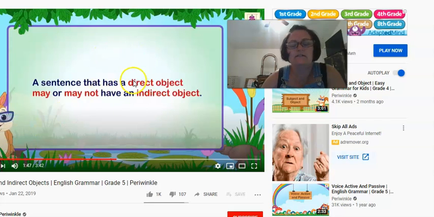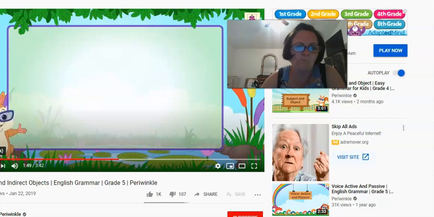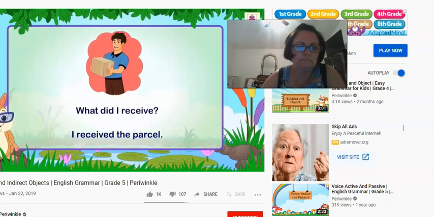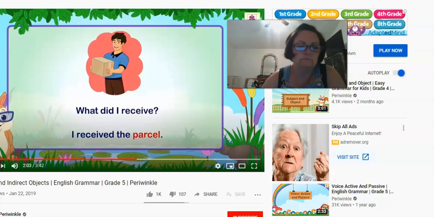Okay, all of the sentences that we looked at today, all of them have an indirect object. For example, I received the parcel. What did I receive? Parcel. In this sentence, there is no indirect object. Parcel is the direct object.